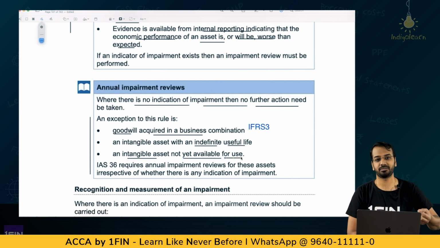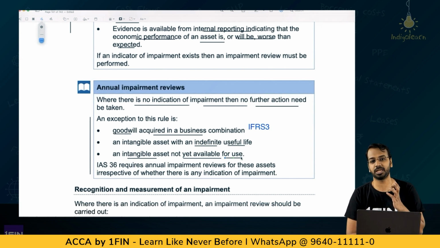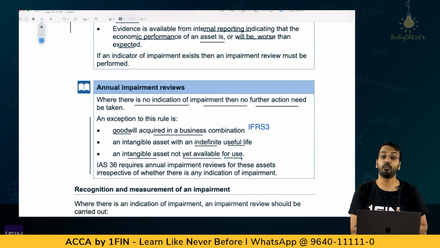You are developing something. It is in the development stage and you are not yet using it. For that also you have to see whether that intangible asset has been impaired or not. Now, you might be wondering, sir, how can we test an intangible asset which is not yet available for use? So, what you need to do is, there is a carrying amount of the development stage intangible asset.